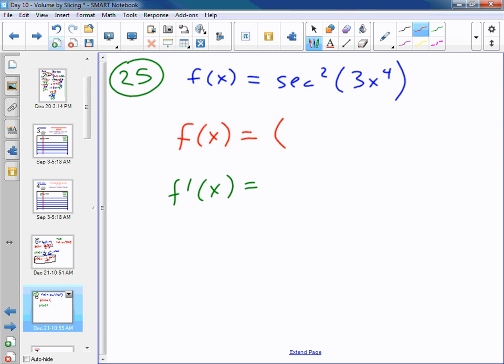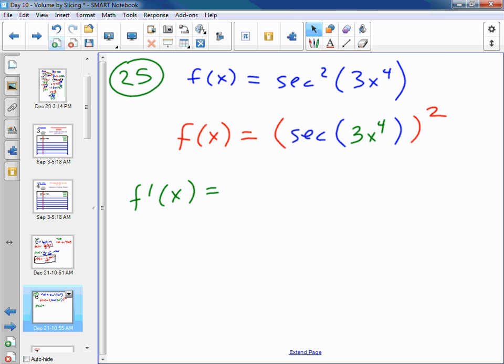So I'm going to go ahead and rewrite this as a power function. This is overall a squaring function, where I'll use my power words. My inside function is secant of 3x to the fourth, and my innermost function is 3x to the fourth. So here we have a chain rule with 3 links. So let's go ahead and do it. The derivative of a power function is the exponent times the base raised to 1 less times the derivative of the base. The base of this power function is secant of 3x to the fourth.